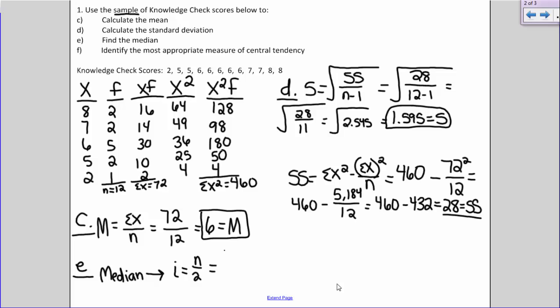So n divided by 2 is 12 divided by 2. We get 6. So we need to go with the 6th score plus the score just above it, the 7th score, and then we divide that by 2. Now, I like to look at my frequency distribution table and just add up my frequencies until I get to a spot where my two midpoints are. So if I just look at my frequencies, the first two scores, if we start with the high end, are 8s. Then the third and fourth scores are 7s. And then the 5th, 6th, 7th, 8th, and 9th scores are 6s.